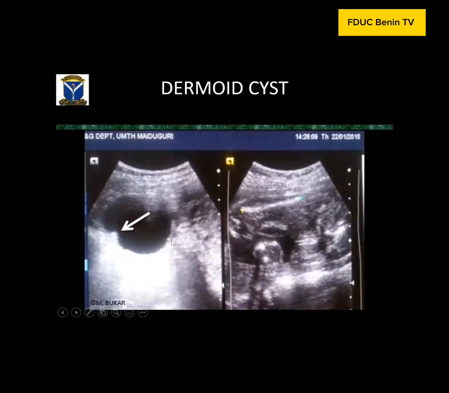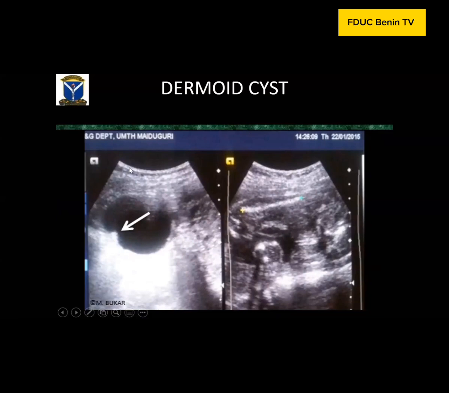This patient presented in the second trimester with abdominal pains. On ultrasound scan, you can see this well circumscribed cyst, very good sound transmission, but you can see an echogenic area within the cyst and another one here. So if you see an echogenic area in the ovary and you make a diagnosis or an impression of dermoid, you are more likely to be right than to be wrong.